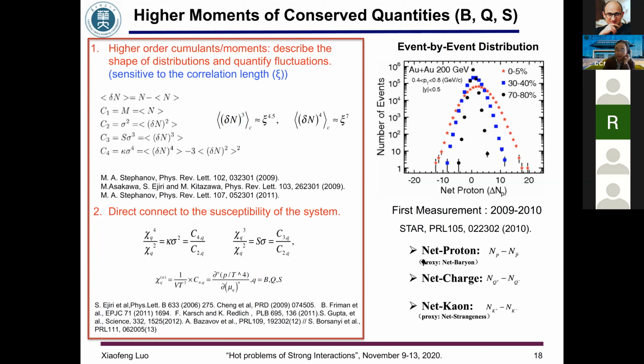We have measured the net proton, net charge, and net kaon fluctuations. The net proton is a proxy for the net baryon fluctuation, and net kaon is a proxy for net strangeness fluctuations, because we cannot measure some neutral particles at mid-rapidity.